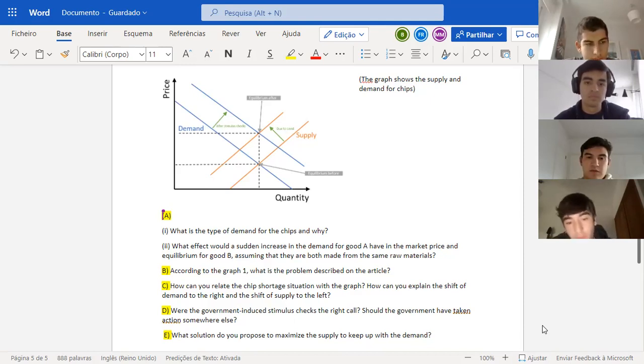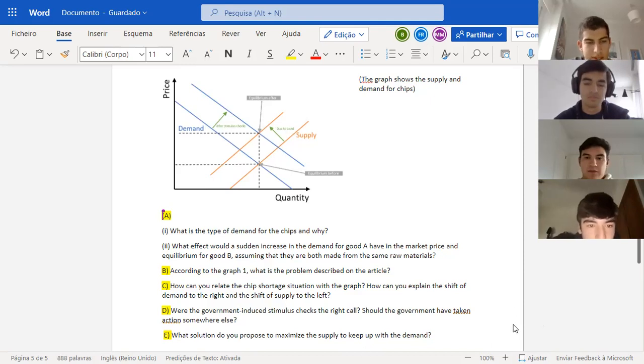The shift to the left of the supply curve was caused by the factories closing down due to COVID-19, which meant the supply of chips couldn't keep up with the increase in demand, thus less cars were being produced, and thus less chips were being produced to produce more laptops.